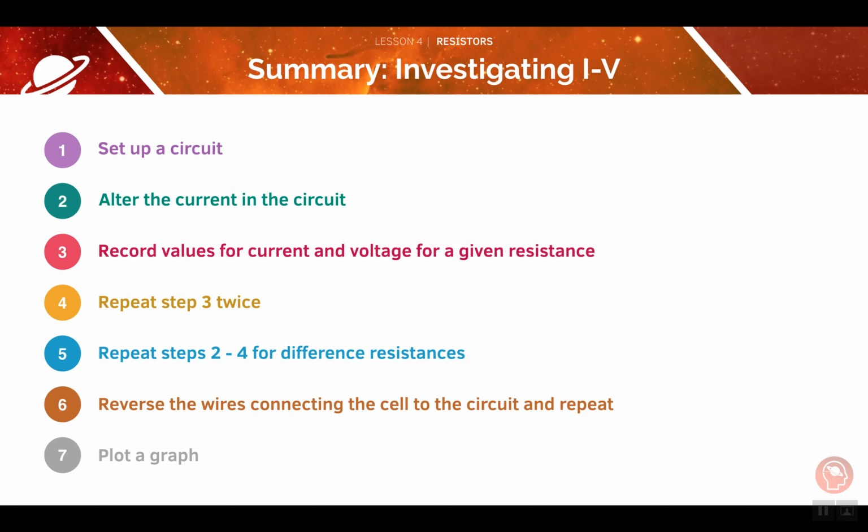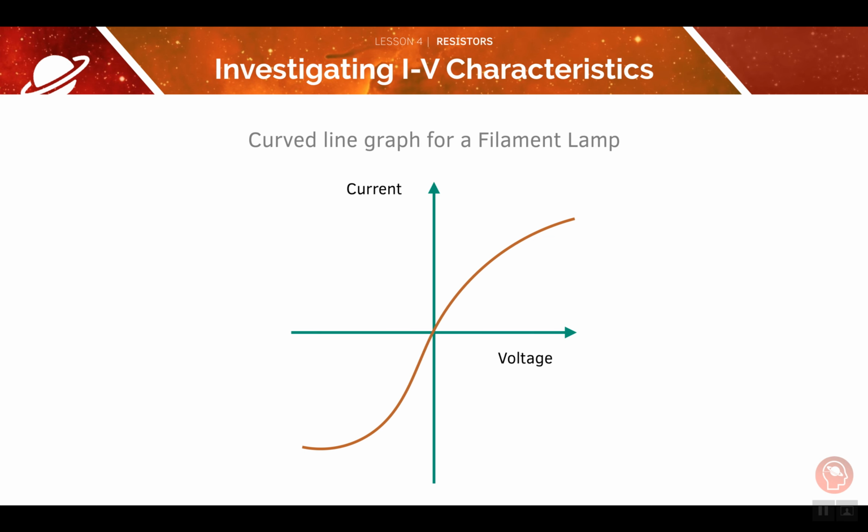Here's a summary of all the steps in the experiment. It's a good idea to make a note of this, as you might be asked to write these out in an exam. For a filament lamp, the graph should look like this one. It has negative values for current and PD because we switched the wires to reverse the direction of current flow.